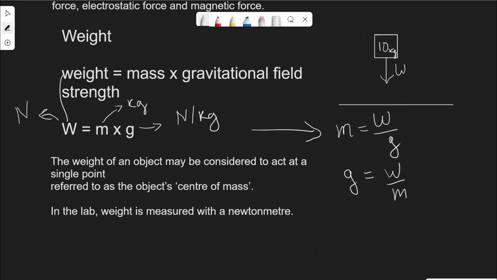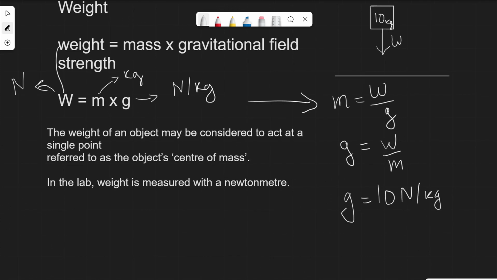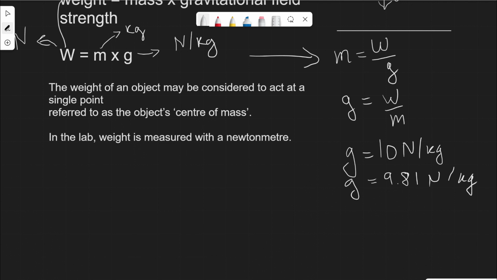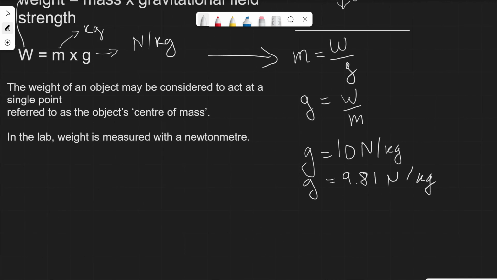So the gravitational field strength on Earth is right around 10 newtons per kilogram. And if you're doing A-level physics, or if you're using a more accurate value, the real value is a lot closer to 9.81 newtons per kilogram. You would also see this measured as meters per second squared, which are actually equivalent units. So don't worry if you come across g being equal to, let's say, 9.81 meters per second squared.